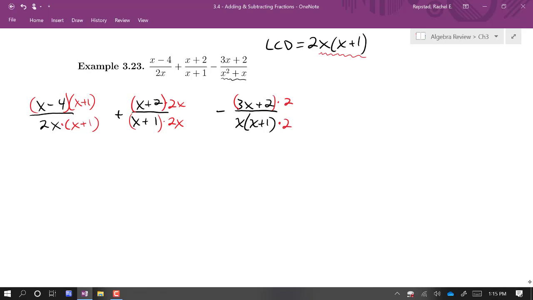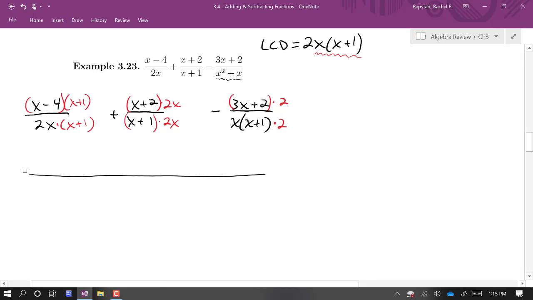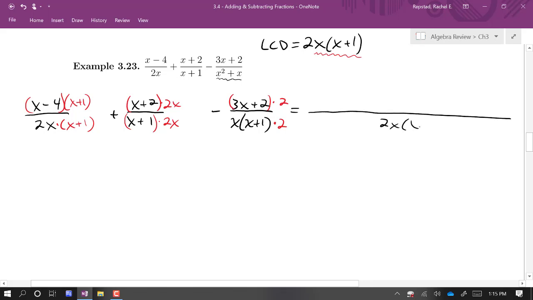So let's start this process. Okay, and in fact, maybe what I'll do is do this over here. Go bring this over here. So my denominator is 2x, x plus 1. Up top, I have the product x minus 4 times x plus 1 plus 2x times x plus 2 minus 2 times 3x plus 2. The bottom is factored, which is beautiful. I want to leave it that way.